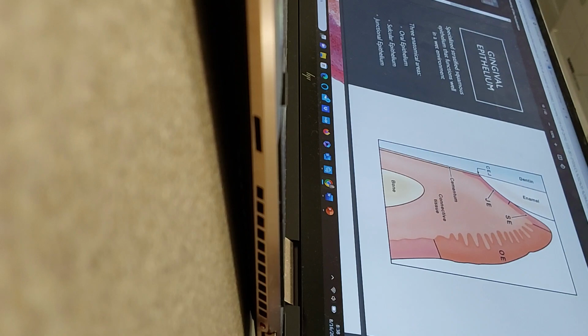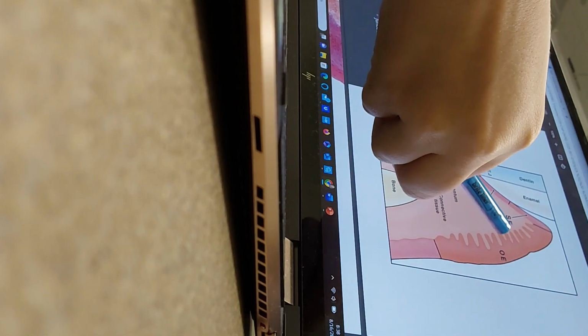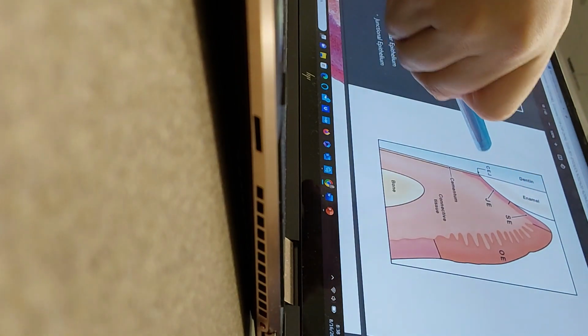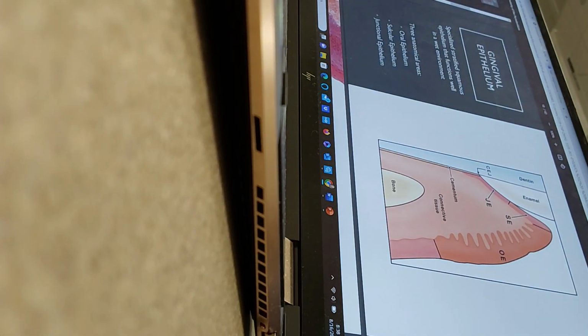What does this look like? A wavy interface, okay? What does this look like? A smooth interface, okay? So here's some specialized tissue that has a smooth interface. That's what that difference is, okay?